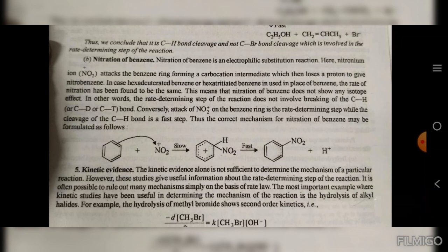Nitration of benzene. Nitration of benzene is an electrophilic substitution reaction. Here nitronium ion attacks the benzene ring forming a carbocation intermediate which loses a proton to give nitrobenzene. If hexadeuterated benzene or hexatritiated benzene is used in place of benzene, the rate of nitration has been found to be the same. This means that nitration of benzene does not show any isotope effect. In other words, the rate determining step of the reaction does not involve breaking of the C-H bond.